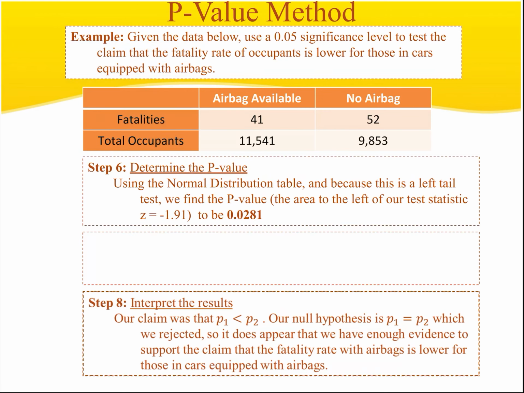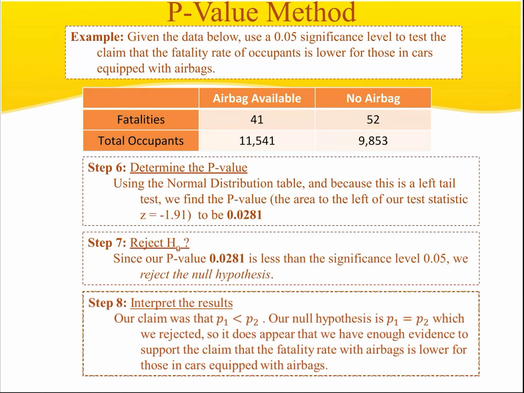Now, before we can interpret the results, we need to compare the p-value to the significance level. Since our p-value is smaller than the 0.05 significance level, it's in the critical region. It's a very small p-value, so it's in the critical region. That means that we reject the null hypothesis.